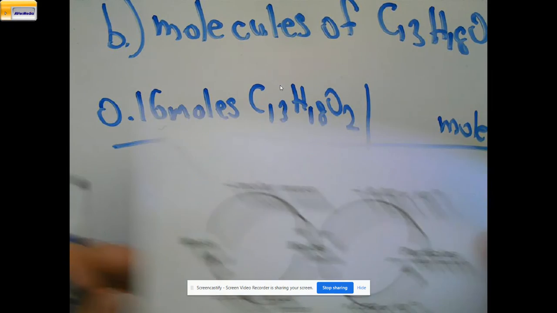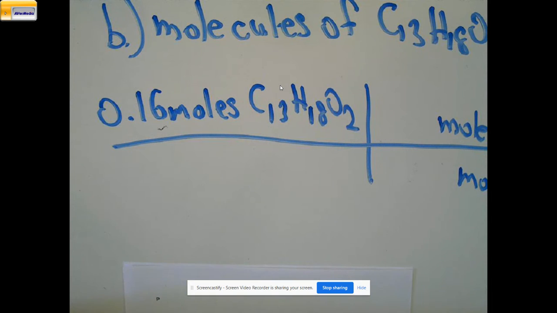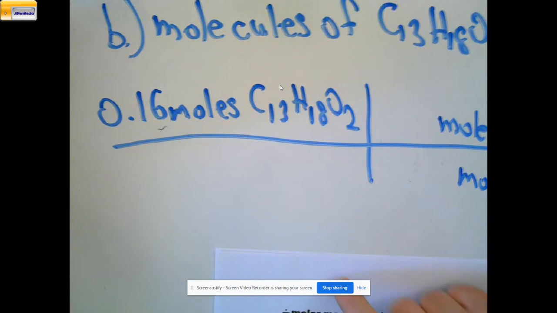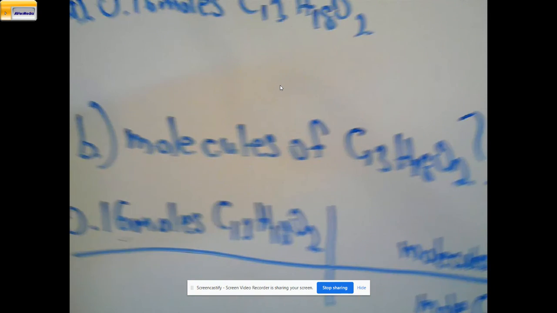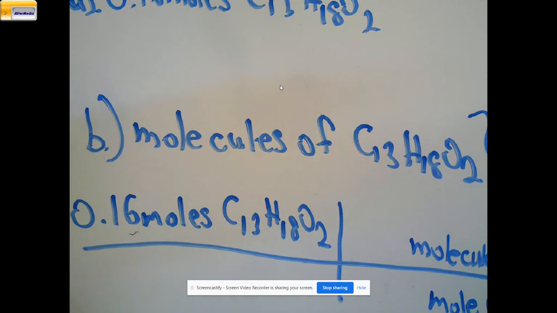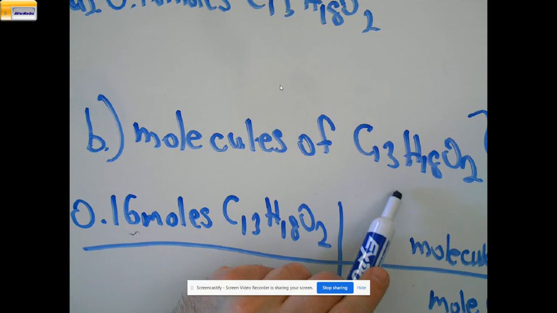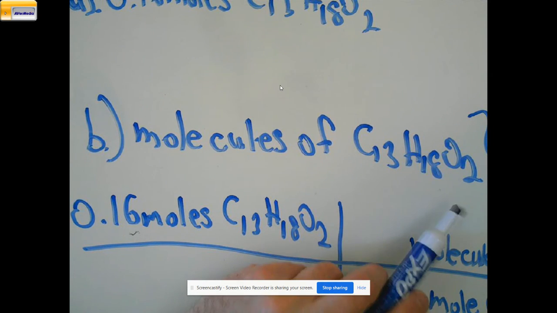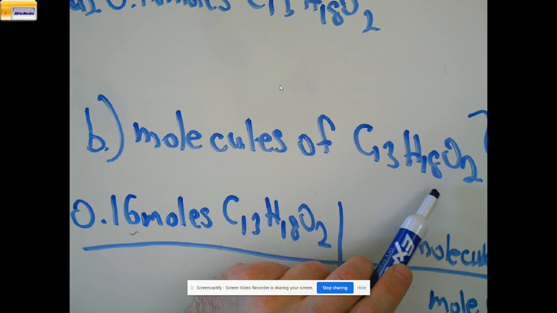So basically, in part B, I'm going to read the question to you. How many molecules of ibuprofen are in the bottle? How do you know that? Well, this is what they're asking for right here: how many molecules are in the bottle? And this is C13H18O2. This is the ibuprofen. This is what they're talking about.